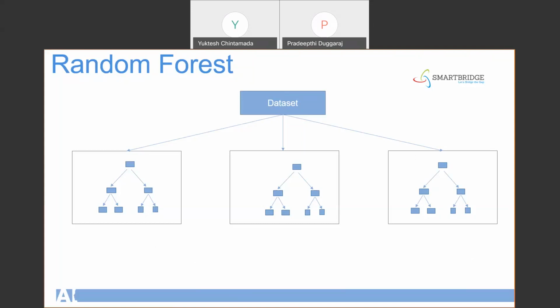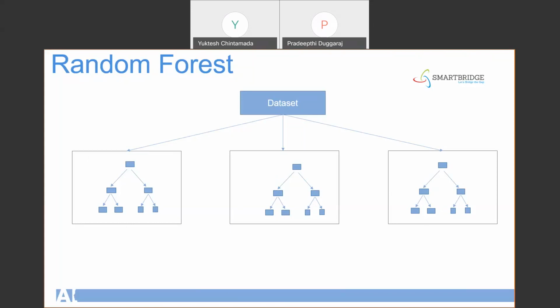The data set has 900 rows, and I have split the data set into 3 data sets: data set 1, data set 2, data set 3. For each data set, I have created a decision tree. Now, whenever I give the input as 5 years, the first decision tree says the salary would be 20,000, let's suppose. The next decision tree gives a salary of 25,000. Then the third decision tree gives a salary of 30,000.